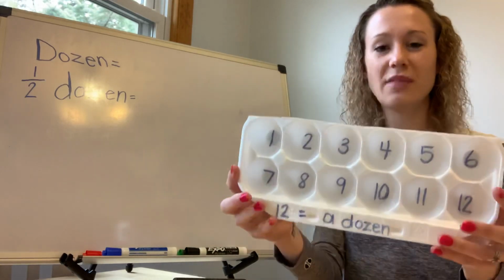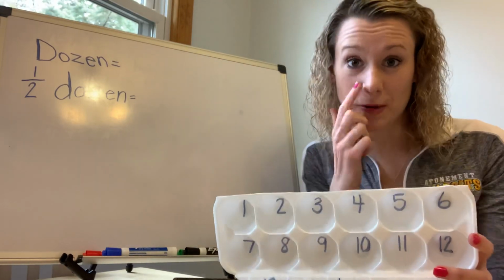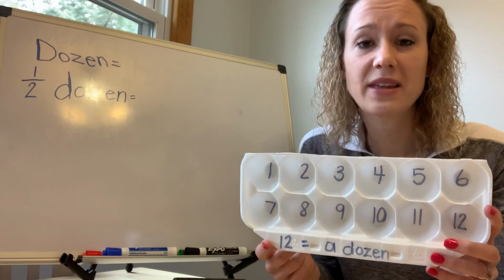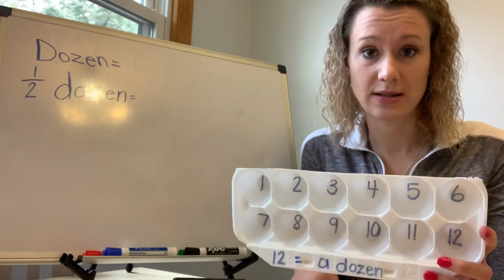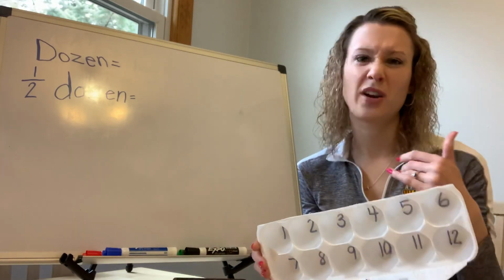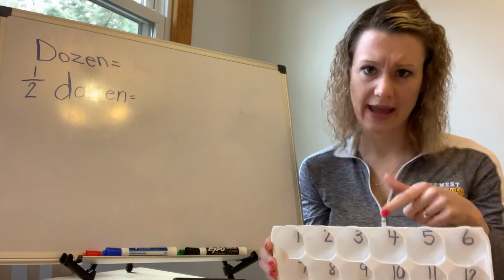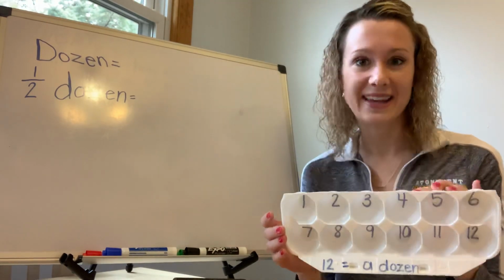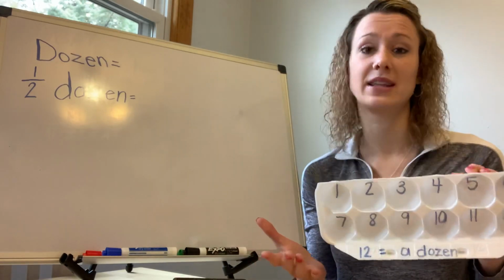Now, down here at the bottom, I wrote a little note that I'm going to teach you. When you have 12 of something, you have a dozen. So if I have 12 eggs, I don't have to tell Mr. Barch, I need you to go buy me 12 eggs. I can just say, Mr. Barch, can you go buy a dozen eggs? And then he knows that a dozen means 12.